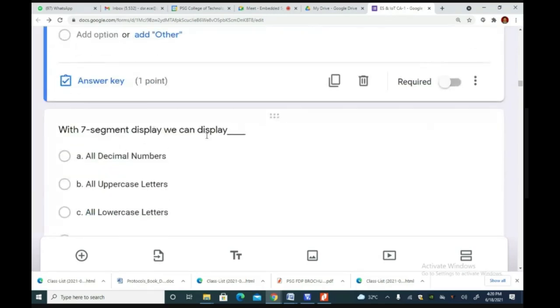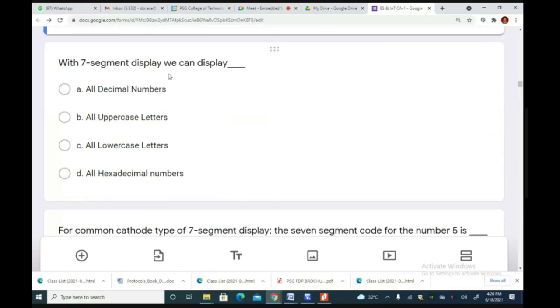With 7-segment display, we can display all decimal numbers, all uppercase letters, all lowercase letters, all hexadecimal numbers. Uppercase letters means alphabets, and that is impossible with 7-segment display. Lowercase is impossible with 7-segment display. Hexadecimal numbers are impossible with 7-segment display. But with 7-segment display, you can display decimal numbers. We use 7-segment display to display decimal numbers. So all decimal numbers is the right answer.